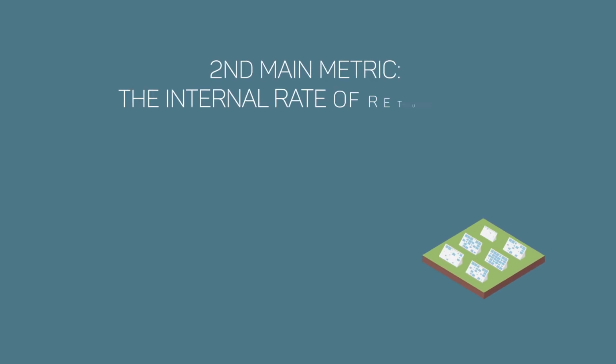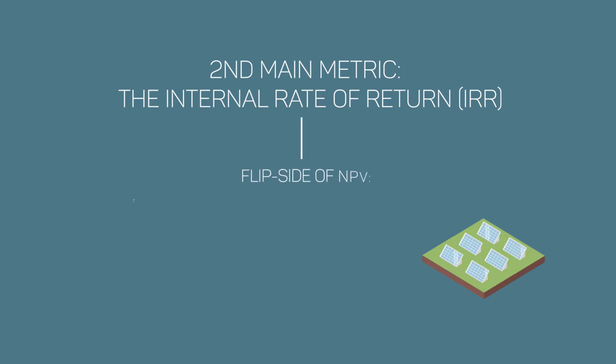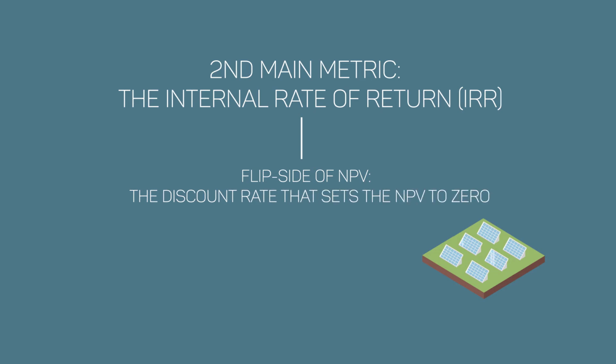The second variable that we tend to use to evaluate investment attractiveness is the internal rate of return. And really, this is just the flip side of NPV, because the internal rate of return is really just the discount rate that sets the NPV to zero. Now, that might not make sense the first time, so let me explain it again. IRR can be both an input to a model, that is the discount rate or the WACC, but it can also be an output from the model.